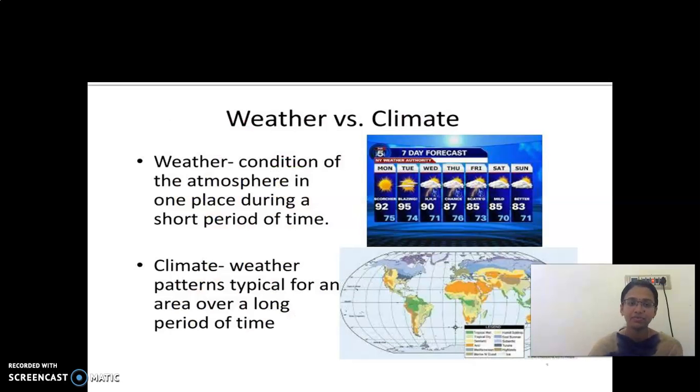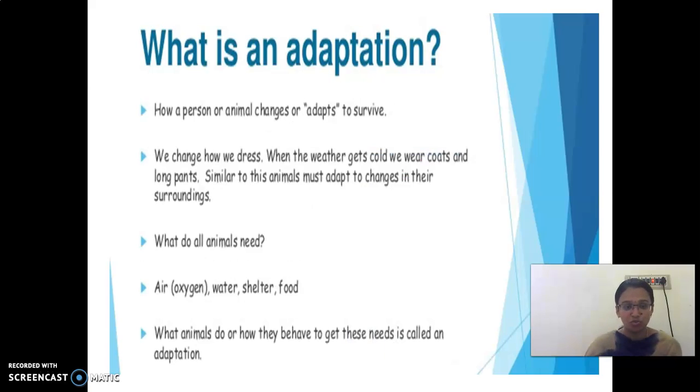Okay. Next thing is weather versus climate. Weather is nothing but the condition of the atmosphere in one place during a short period of time. But climate is the weather pattern over a long period of time. Climate is for a long period, weather is for a short period. This is the difference between these two.